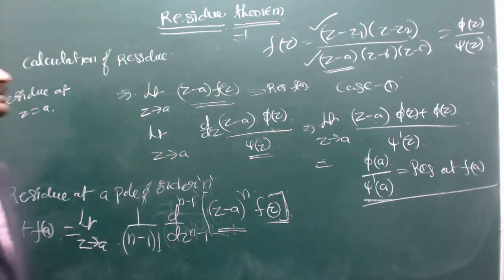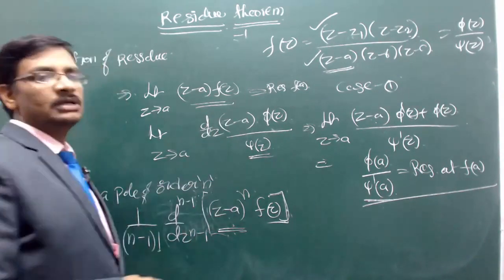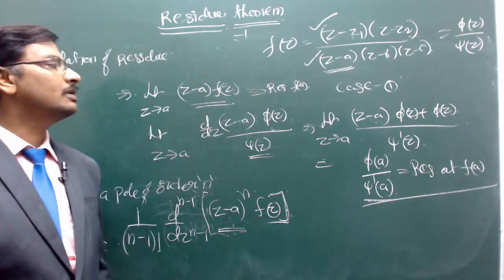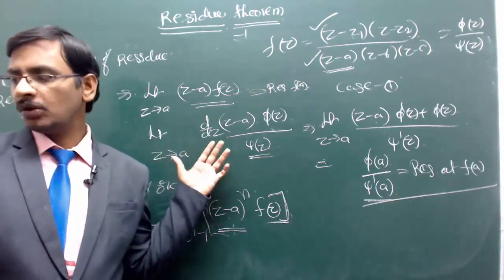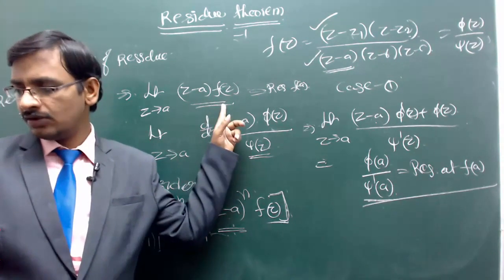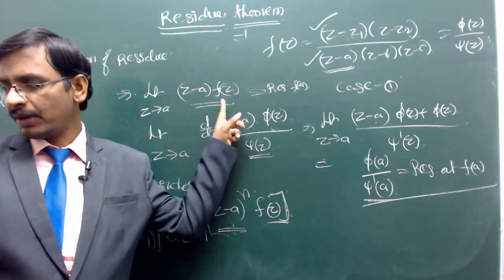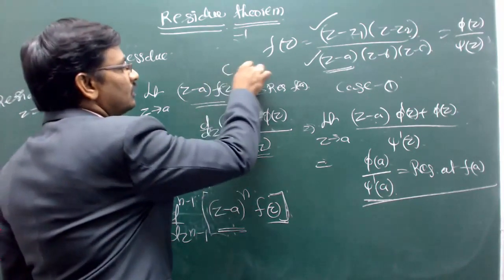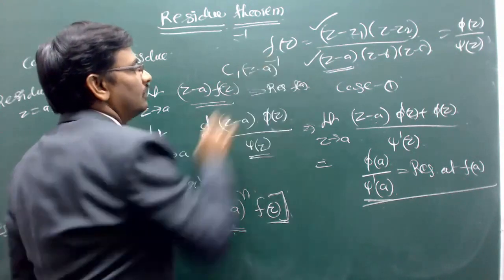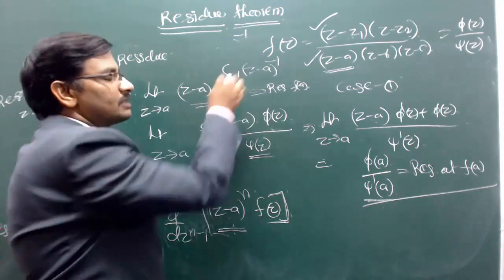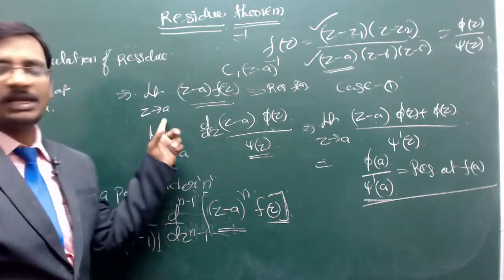So residue is nothing but the coefficient of z minus a whole power minus 1. Now, if it is a simple pole, straight away z minus a whole power minus 1 into z minus a will make a constant value. Correct or not? In this expansion of Laurent series for f of z, there will be a factor of c minus 1 into z minus a whole power minus 1. Now, if you multiply with z minus a, then these two will cancel out, and the constant will be left over as limit z tending to a.